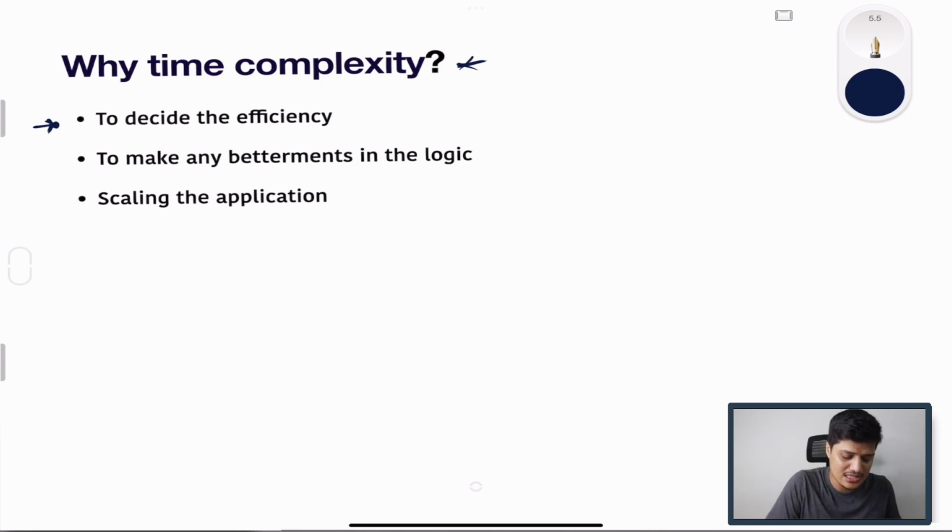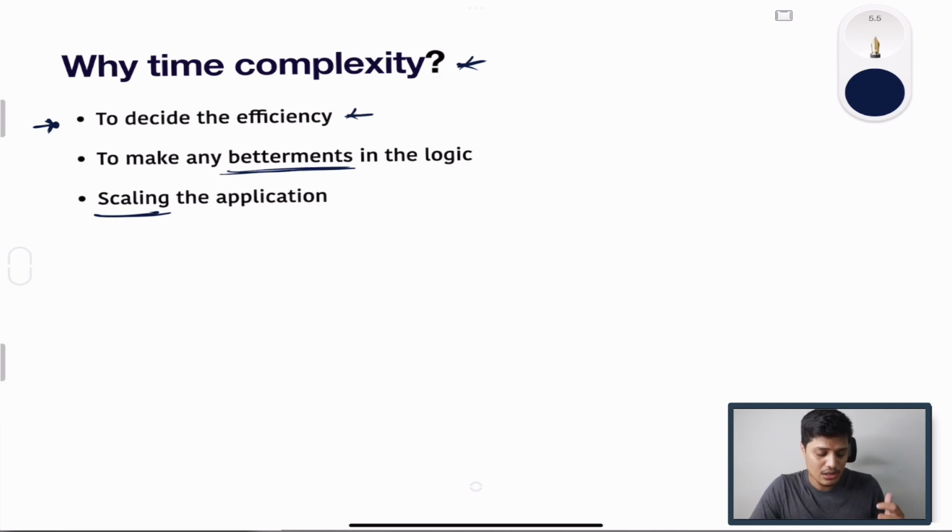That's why, to see the possible betterments that we need to make to the existing implementation, we will analyze the time complexity, so that whatever implementations we have done, we can make betterments in that implementation. As a result, the scaling of the application will also get improved. Okay, so for example, let's analyze one simple algorithm.